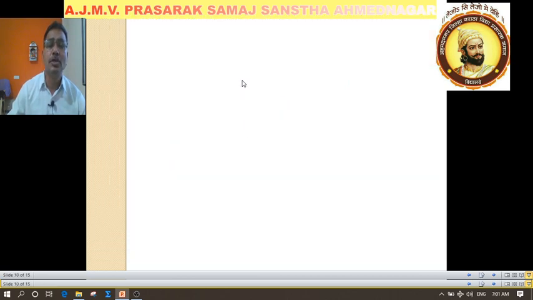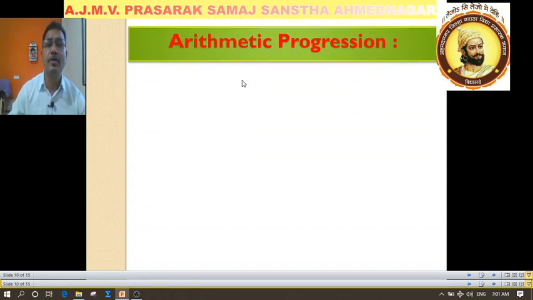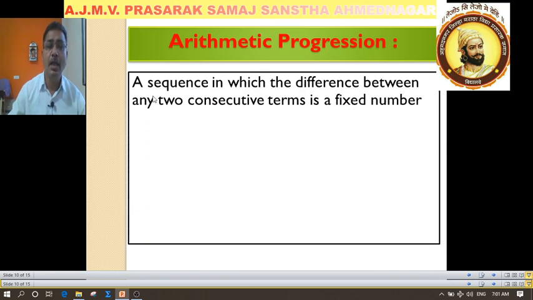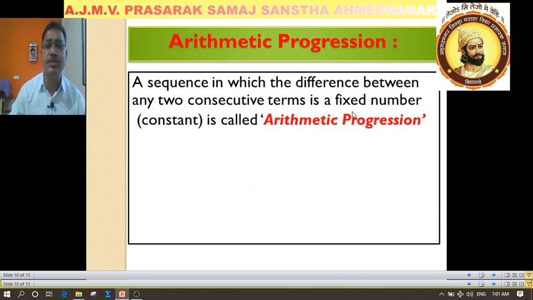So let us study the definition of arithmetic progression. What is meant by arithmetic progression? A sequence in which the difference between any two consecutive terms is a fixed number or constant number is called an arithmetic progression. See, the difference between any two consecutive terms is a fixed number. It is called an arithmetic progression.